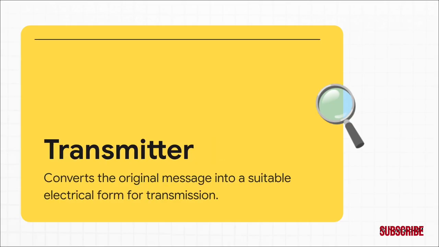Next up, that raw data hits the transmitter. Now think of the transmitter like a master translator. Your voice can't just magically fly across the country on its own, right? The transmitter processes and converts it into an electrical signal that's actually built to travel those long distances.